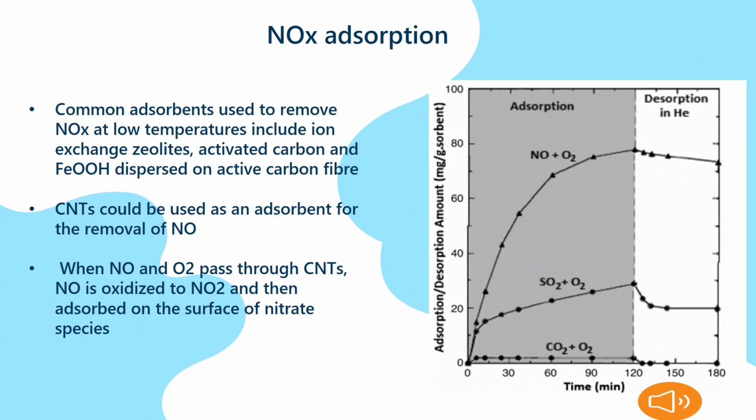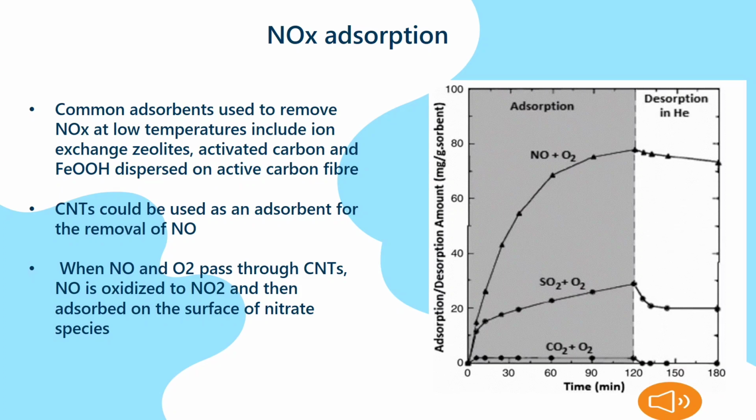Next is the adsorption of nitrous oxides. Common adsorbers which are used include zeolites, activated carbon, and ferric oxyhydroxide dispersed on active carbon fiber. CNTs could also be used as an adsorbent for the removal of nitrogen oxides. The reason is the surface chemistry of CNTs, which allows their chemical modification accordingly. When nitrogen oxide and oxygen pass through CNTs, nitrogen oxide is oxidized into nitrogen dioxide, which is then adsorbed on the surface of the CNTs, which have the nitrate group attached to it.